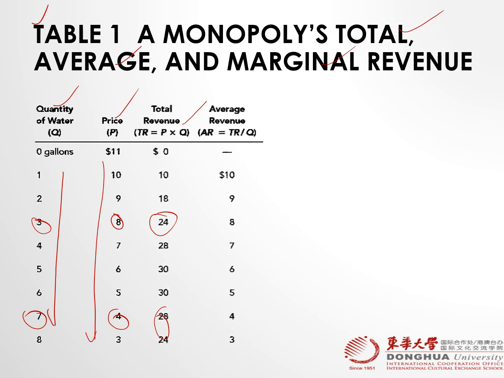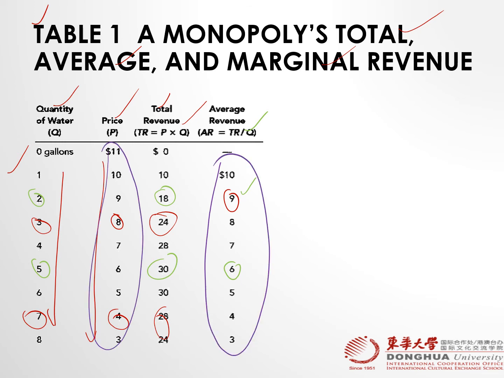What about the average revenue? If we divide the total revenue by the quantity, the answer is this column. So can you calculate that? Where did this 9 come from? This 9 is total revenue divided by quantity, so 18 divided by 2. Where did this 6 come from? Total revenue 30 divided by quantity 5. Right? This formula. So did you notice something? That the average revenue is exactly equal to the price, except when the quantity is 0. Price is 11, 10, 10, 9, 9, 8, 8, 7, 7, 6, 6, 5, 5, 4, 4, 3, 3. So one thing that is proved here: even in monopoly, price is equal to AR, right?